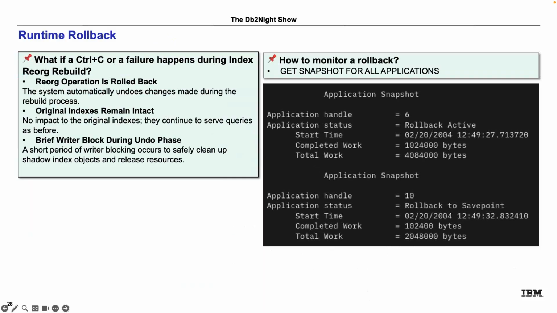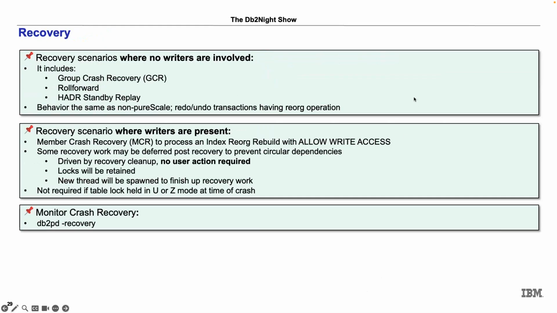However, there is a brief moment where writer activity is paused, just long enough to clean up the shadow index and release resources. Okay, so you can monitor the rollback progress using get snapshot for all applications. And on the screen, there's an example, right? For the rollback activity, that's a transaction rollback. Completed work shows how many bytes of log records have been completed, and the total work is overall how much work there is to do, okay? So this is for rollback, and the next is recovery, okay?